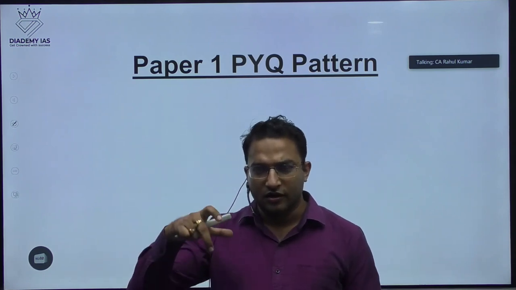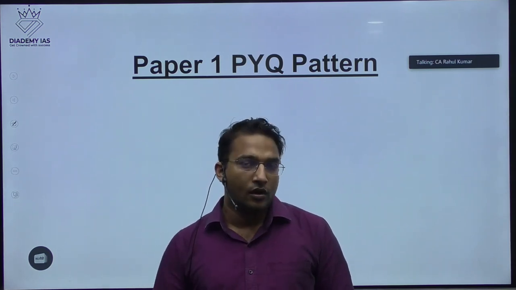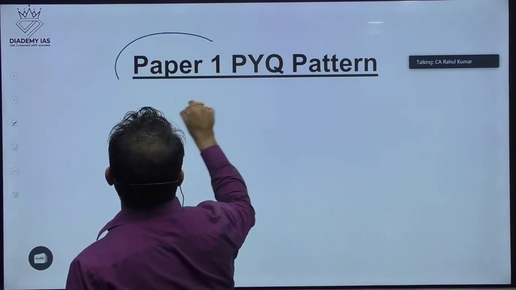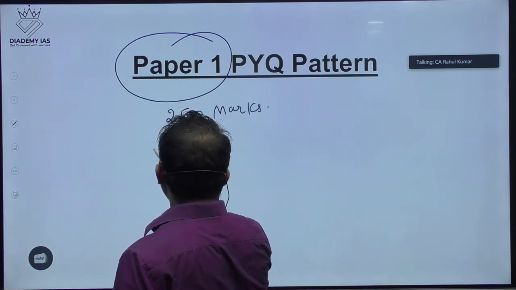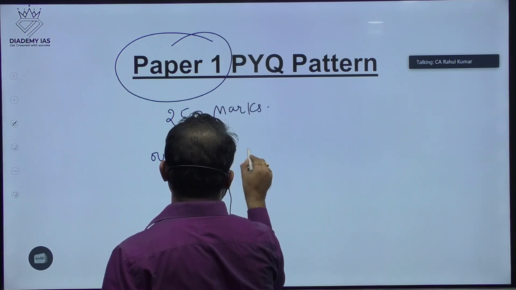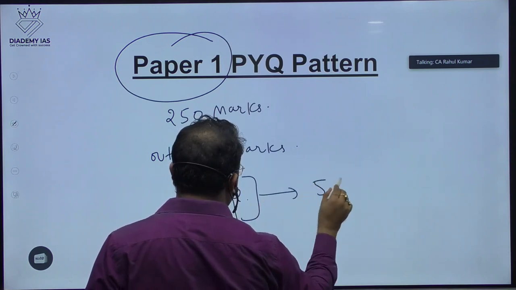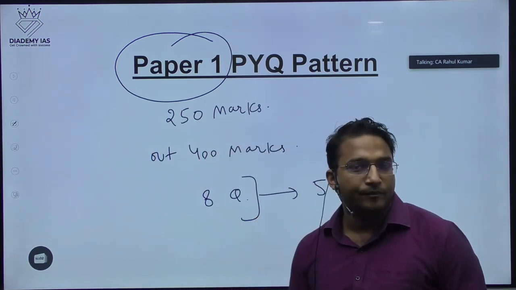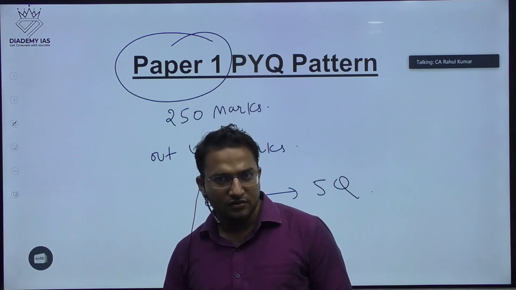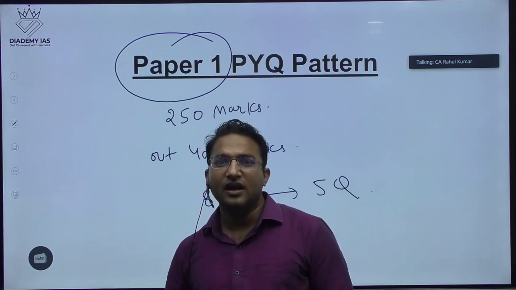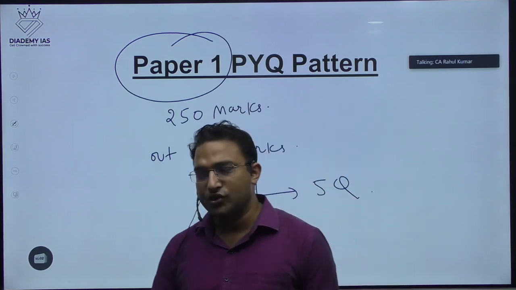So first, before venturing into cost accounting, we will see the paper 1 previous year question pattern. Paper 1 is of 250 marks, right? You have to attempt 250 marks out of 400 marks. There are a total of 8 questions, and out of 8 questions, you have to attempt 5 questions. You have to select one each from section A and section B compulsory, and then choose a minimum of one and a maximum of 2 from both sections, which are optional, right? That is the UPSC pattern, which I suppose you already know.